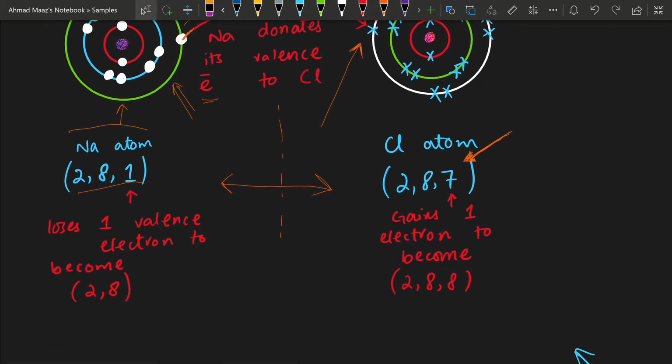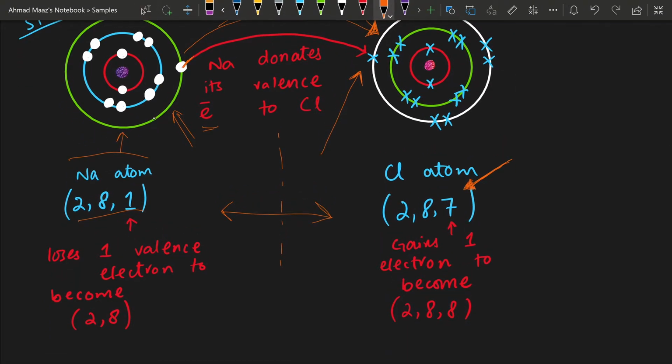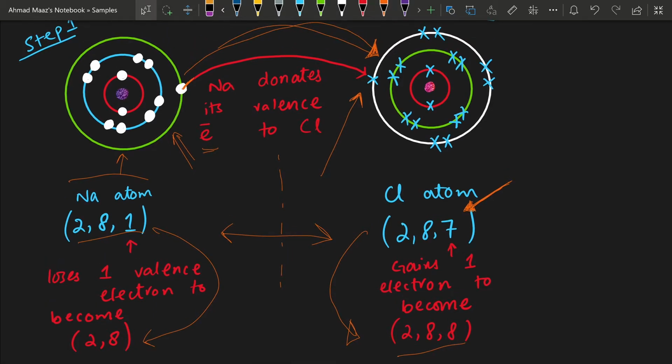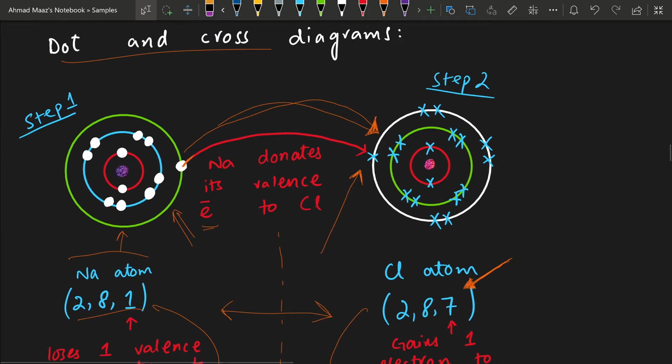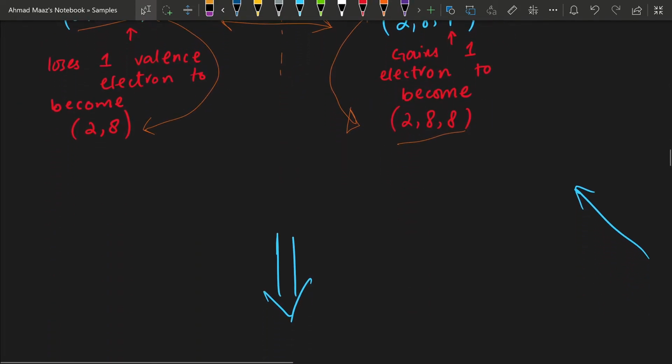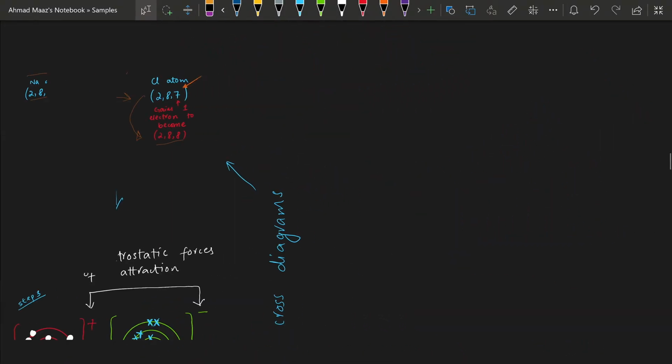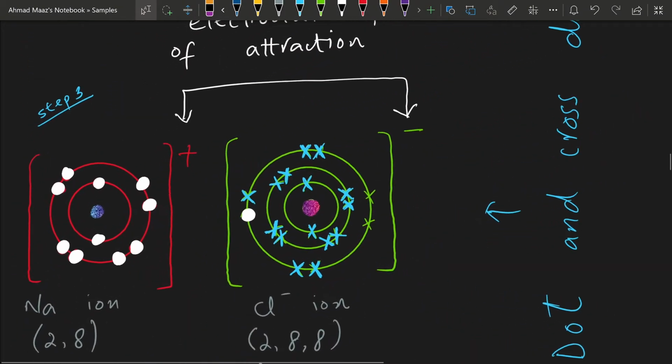So sodium loses one electron to become 2,8. From 2,8,1 it will become 2,8, and chlorine will accept one more electron to become the 2,8,8 chloride ion. The electrons of these two species are represented by dots and crosses just to differentiate between one another. Now what happens when electron transfer takes place? This is what happens.